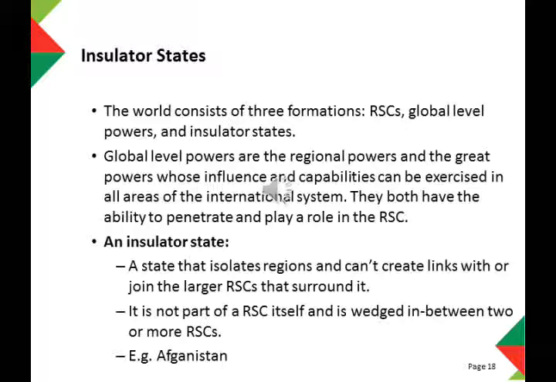Now, to the question of Turkey, whether Turkey belongs to the Middle East or to the European Union regional security complex. As a matter of fact, before the coming to power of Erdogan and his party, the Justice and Development Party, in 2003, Turkey used to be an insulated state, separating two regional security complexes, the Middle East and the West Europe or the European Union regional security complex.